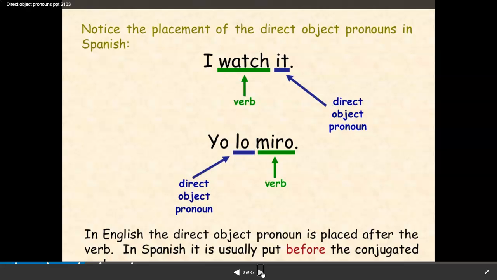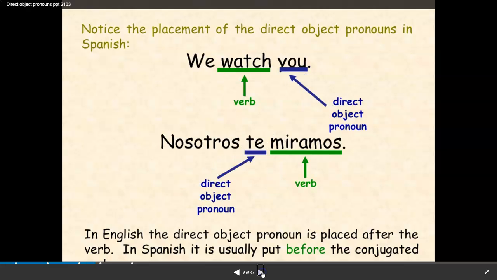Notice the placement of the direct objects in Spanish. I watch it. Watch is my verb. It is my direct object pronoun. However, when I change it to Spanish, yo lo miro, the direct object pronoun changes position and goes in front of the verb. In English, the direct object pronoun is placed after the verb. In Spanish, it's before the conjugated verb.